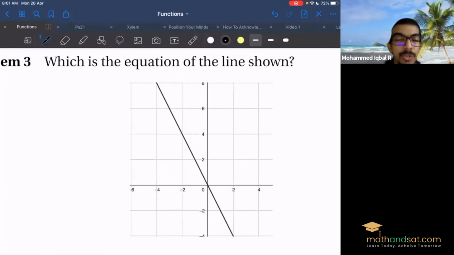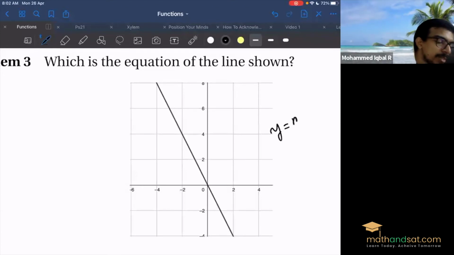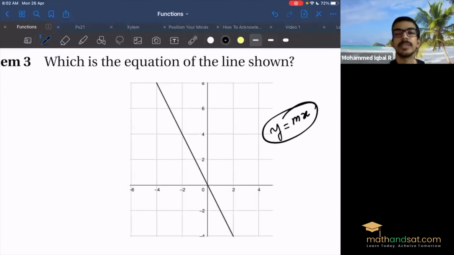What is so remarkable about this graph? It passes through the origin. Yeah, origin. So if your line passes through the origin, the C value will be 0. The constant will be 0. The y-intercept is 0. Your line will be of the form y is equal to mx. Do not forget.